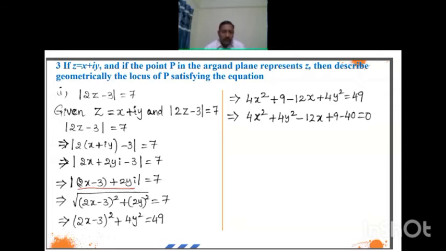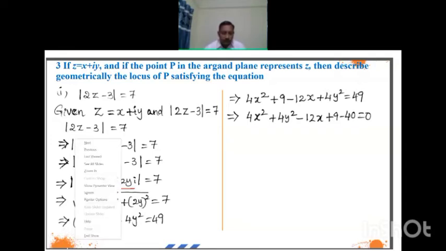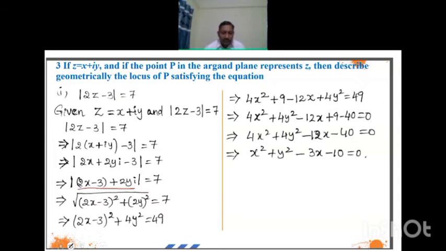So upon simplification, we get x square plus y square minus 3x minus 10 is equal to 0. Hope you all know the calculation part and simplification. That is why I am just showing it. Now, if you see, what will be the locus here?